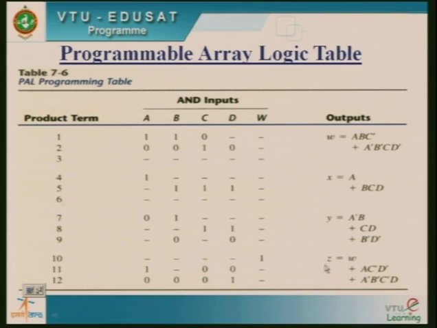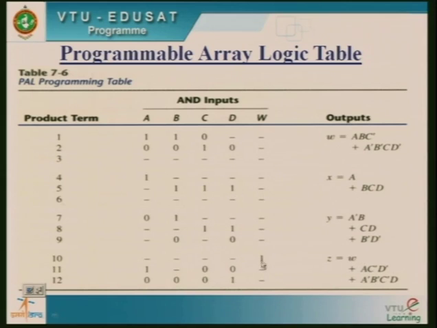Coming to Z, as we discussed previously, Z has a common term with W, so I can replace these 2 terms by W here. So I have reduced 4 terms to 3 terms by writing W. We have written the one term as W.